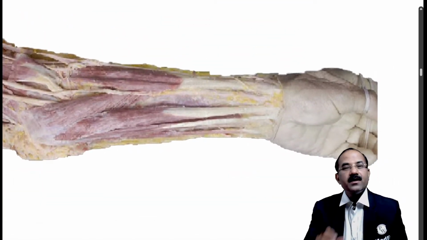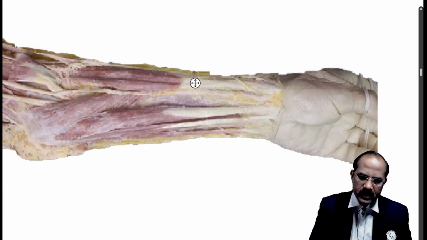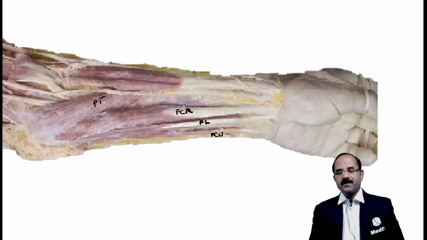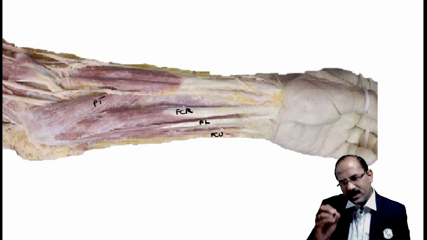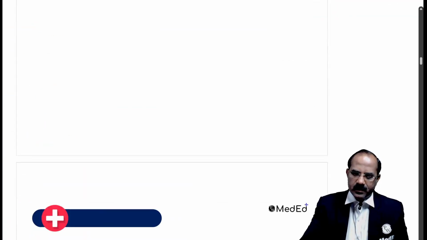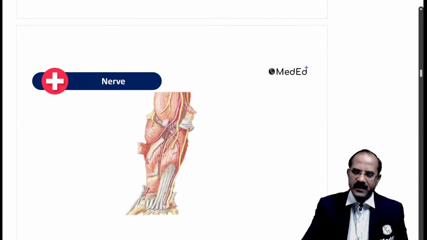Look at this slide. This is a dissected specimen. What's this? Number 1, pronator teres. That's the flexor carpi radialis. That's the palmaris longus. And that's the flexor carpi ulnaris. Right? Flexor digitorum superficialis lies a little lower. That's an intermediate muscle. Children, just have a look at this slide.